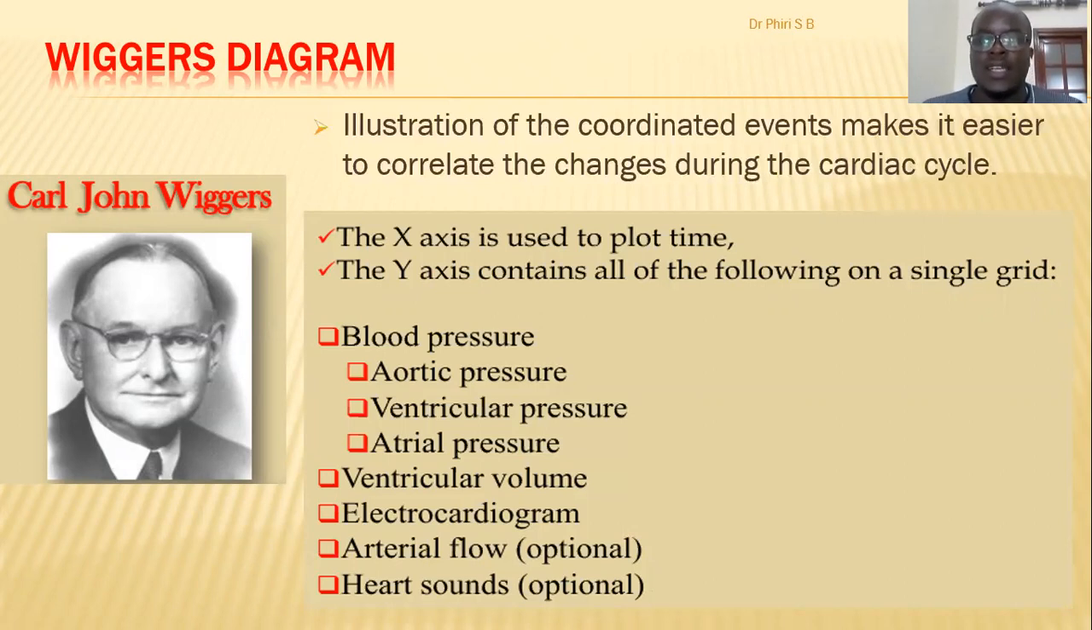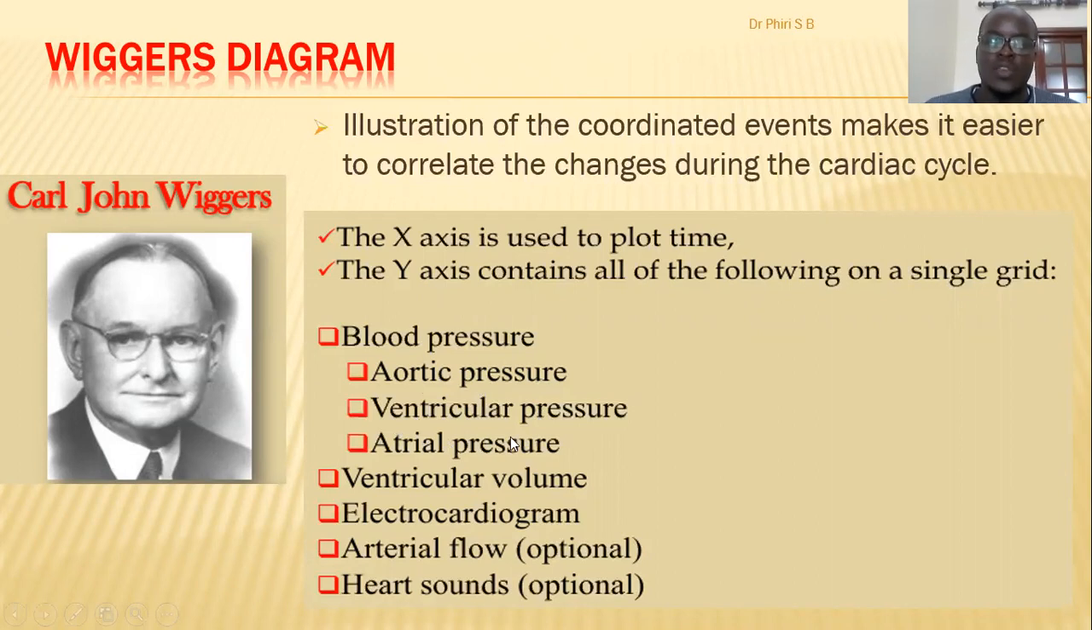So within the x-axis, you have time. On the y-axis, you have a lot of things. So you have blood pressure. This blood pressure includes aortic pressure, ventricular pressure, and arterial pressure. So this is blood pressure, aortic blood pressure, ventricular blood pressure, and arterial blood pressure on the y-axis.